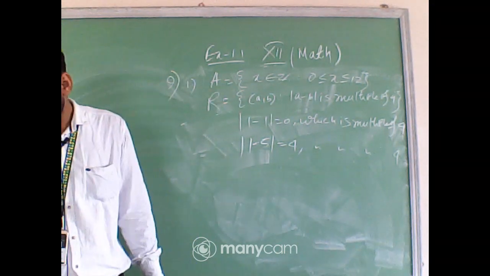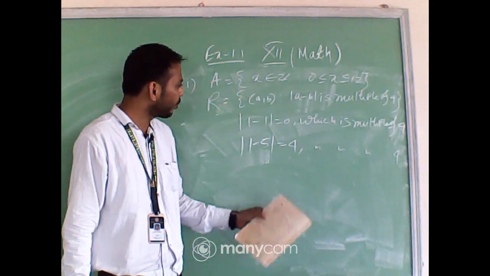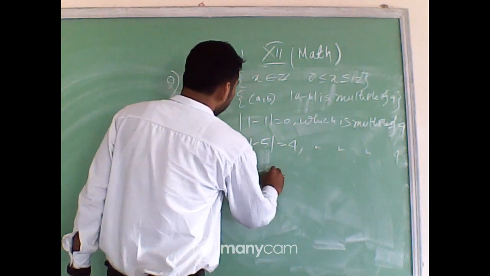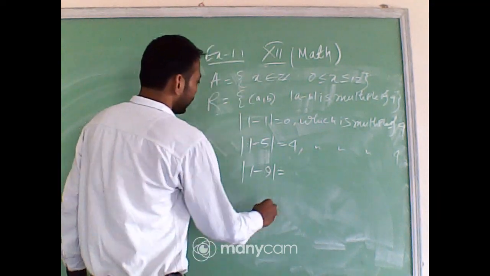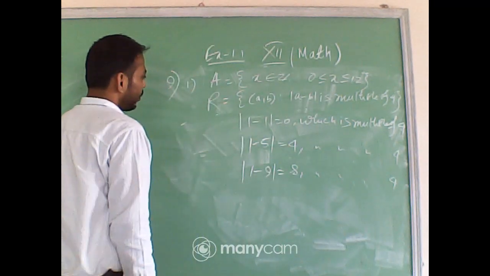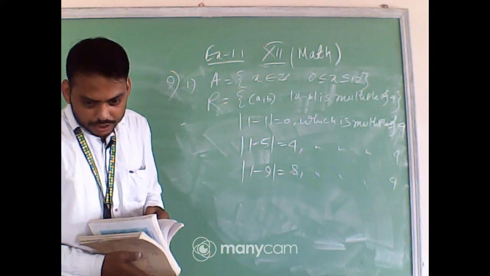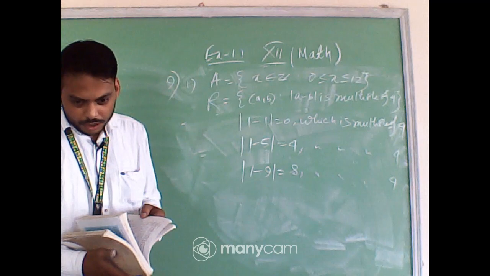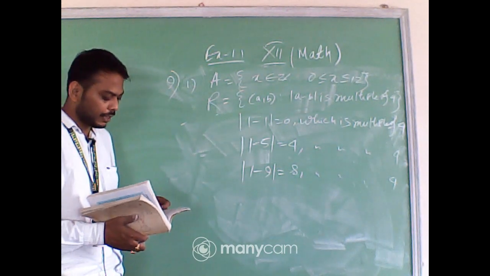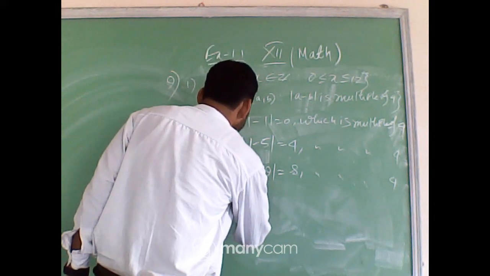After this, 1 minus 6 is not a multiple of 4, 1 minus 7 not a multiple of 4, 1 minus 8 not a multiple of 4, 1 minus 9, mod of 1 minus 9, that is 8, which is again a multiple of 4. Okay, so the answer will be 1, 5 and 9, the elements related to 1.